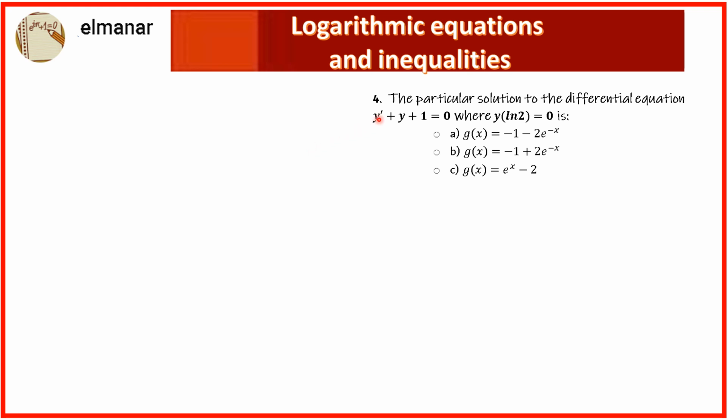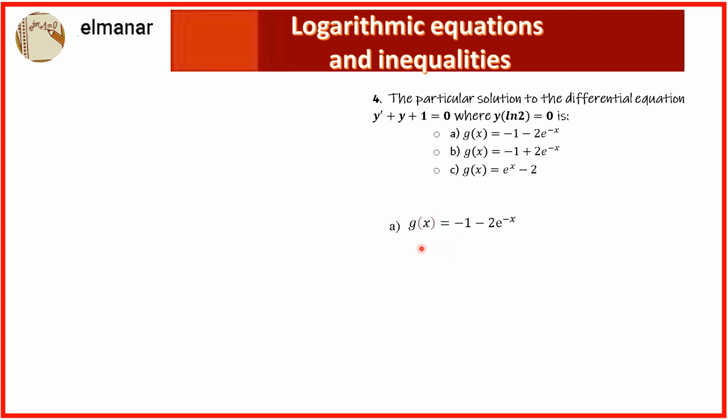Question 4. The particular solution to the differential equation y prime plus y plus 1 equals 0, where y evaluated at the natural log of 2 equals 0, is: a. g of x equals negative 1 minus 2 times e to the power of negative x, b. g of x equals negative 1 plus 2 times e to the power of negative x, c. g of x equals e to the power of x minus 2.